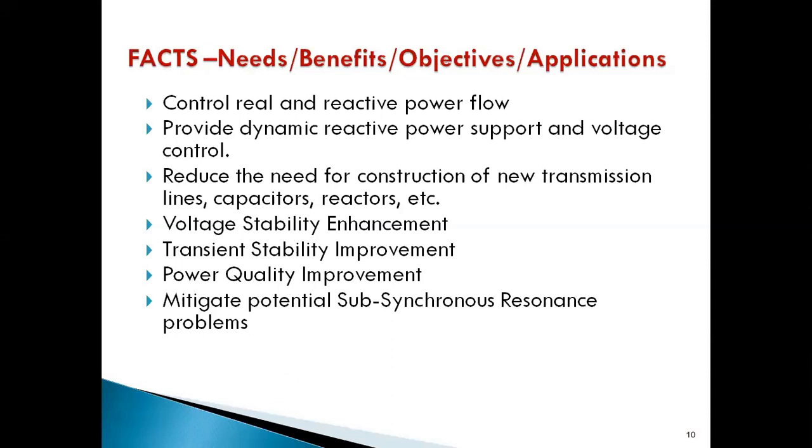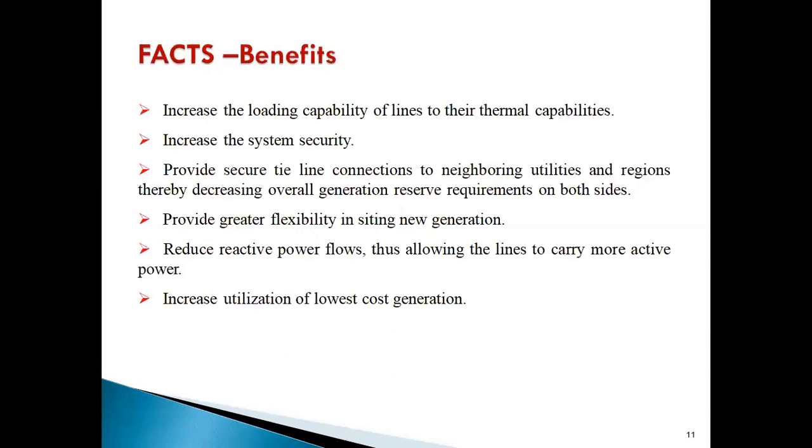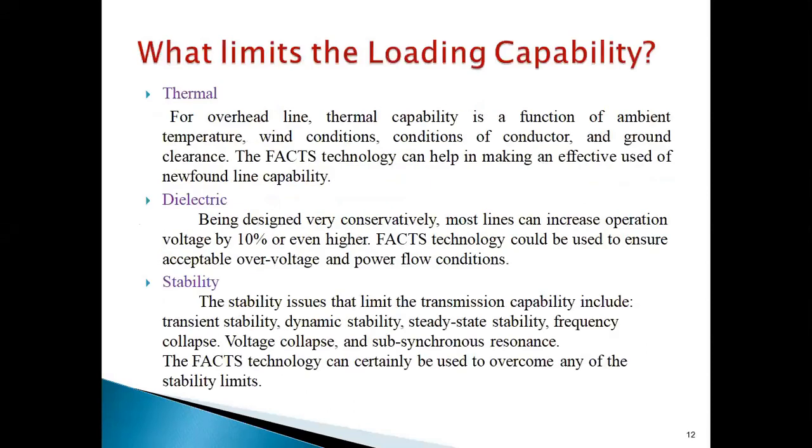Okay, and let us see the benefits. Both are the same only. Once again, I'm repeating this, kindly bear with me. The loading capability of the transmission line means to what extent I can transmit power through the transmission line. There are some factors which limit the loading capability: one is the thermal limit, the dielectric limit, and the stability limit. Thermal is due to the ambient temperature or environmental conditions like wind, then the condition of the conductor and ground clearance. This determines the thermal limit.